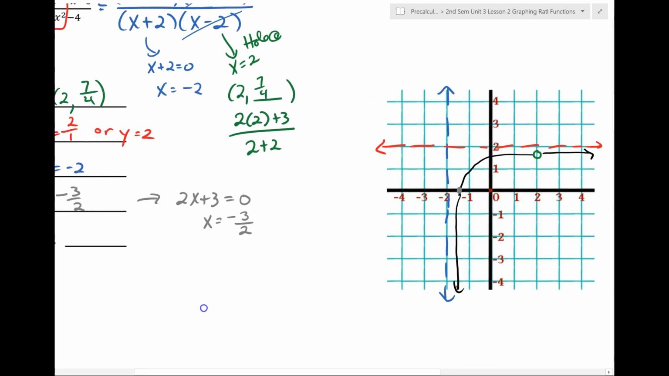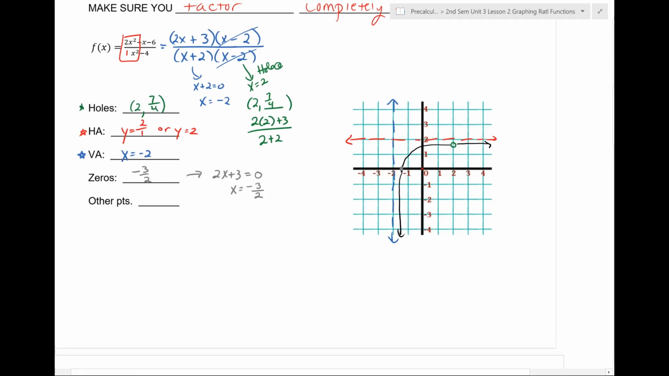What was the bottom of this page over here? What does it say? Other what? You're going to want to pick another point, and you want to pick it so you know it's on the other side of your vertical asymptotes. When I look at this, I'm going to probably pick negative 3. So I want to find the ordered pair at negative 3.